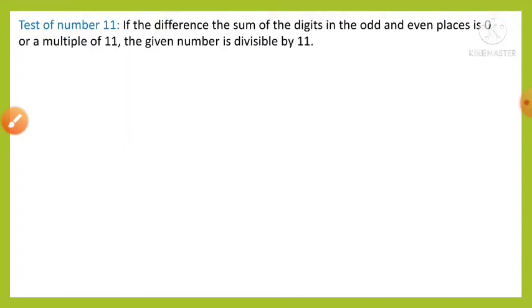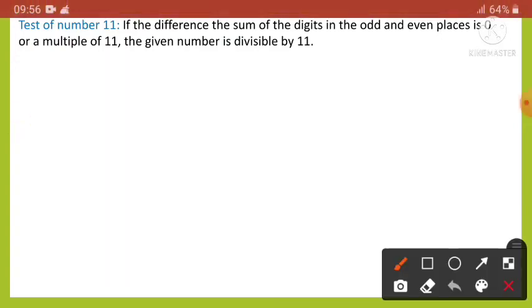Next is the divisibility test of the number 11. The rule is, if the difference between the sum of the digits in the odd places and the sum of the digits in the even places is 0 or a multiple of 11, then the given number is divisible by 11.